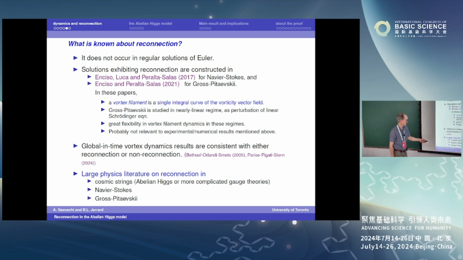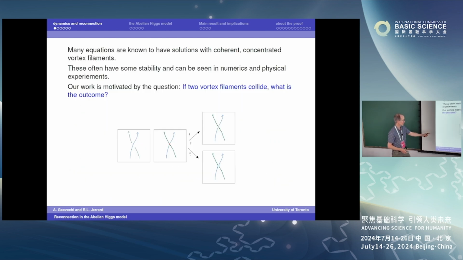Okay, I mentioned these results, the global in time results on vortex dynamics in the two heat equations mentioned above, the Ginzburg-Landau heat flow with and without coupling to a magnetic potential. These results are valid globally in time. In particular, they cover situations in which there are collisions, but they don't resolve what happens after those collisions. Either of these is an acceptable weak solution. They don't tell you which one occurs.